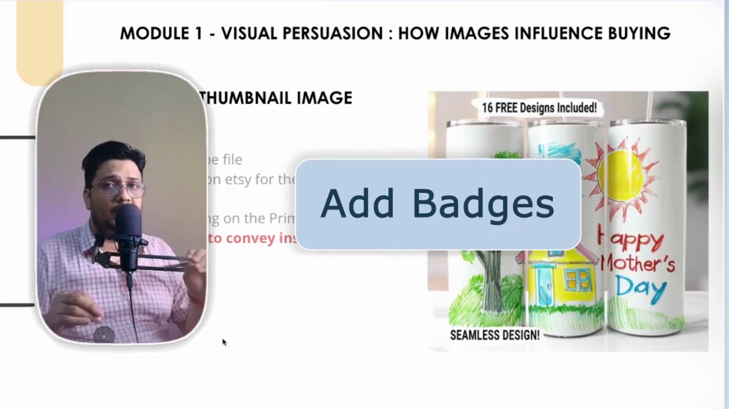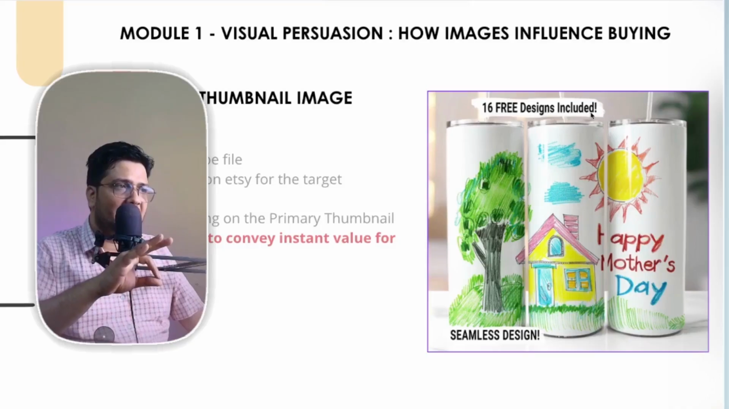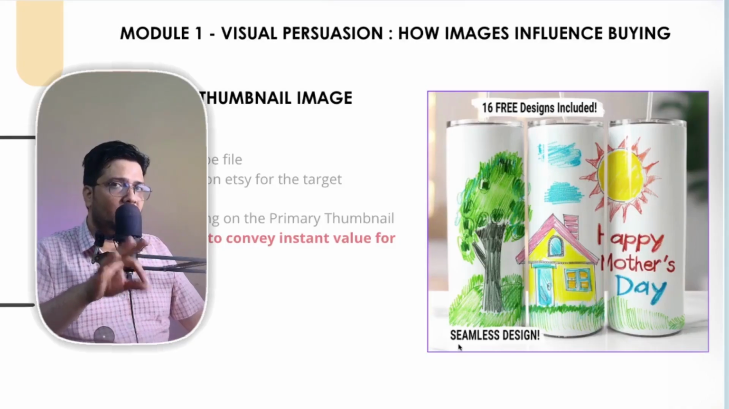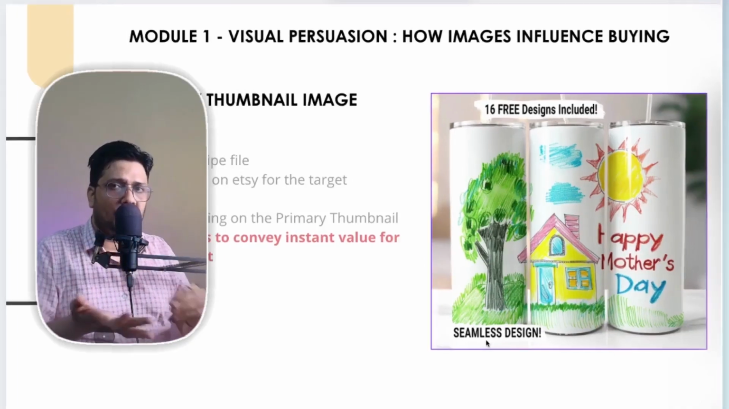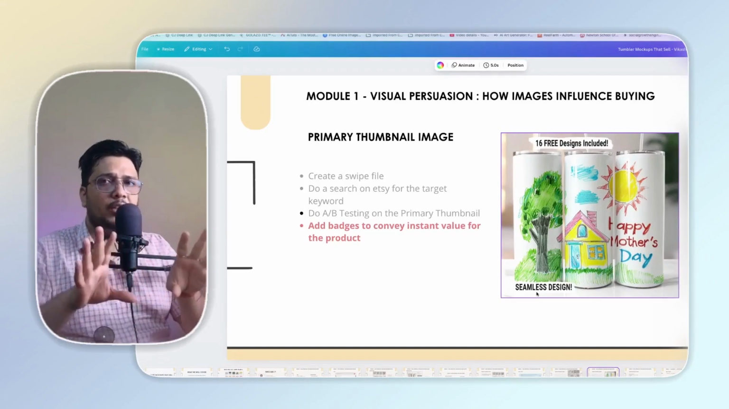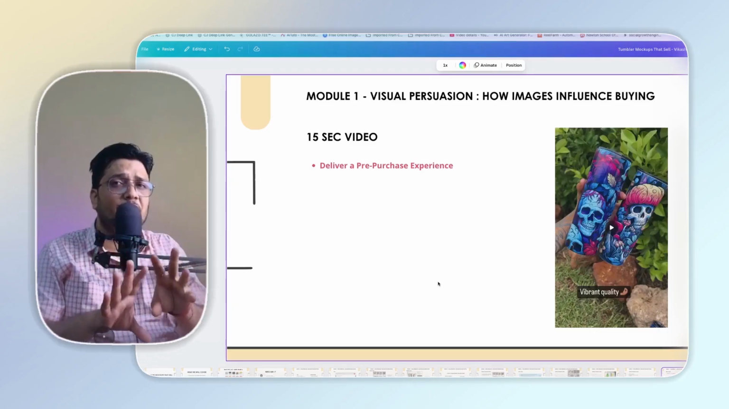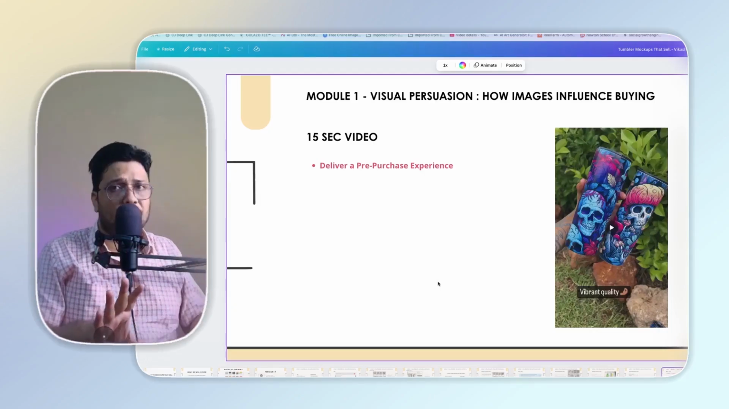Next, you can add badges on a thumbnail image to convey instant value for your product. In this case, you see 16 free designs included, and there's also one badge called seamless design. Whatever you think adds value to your listing, you can add as a badge on the primary thumbnail image. The purpose of the 15-second video is to deliver a pre-purchase experience to your customer.